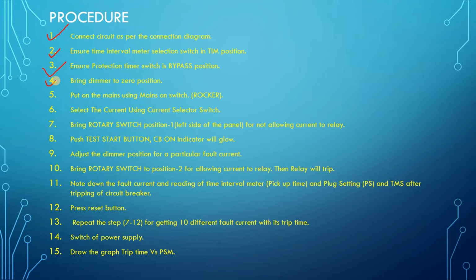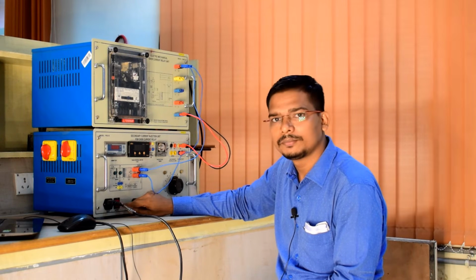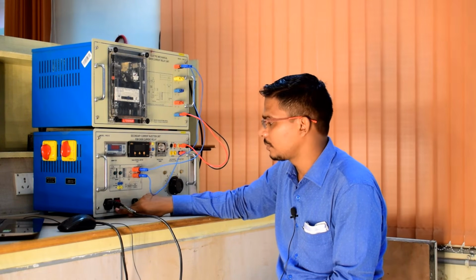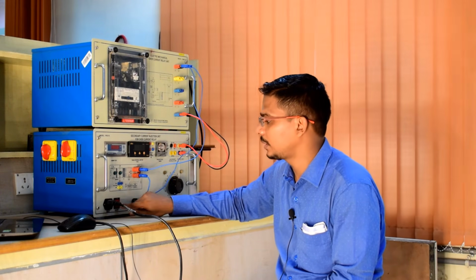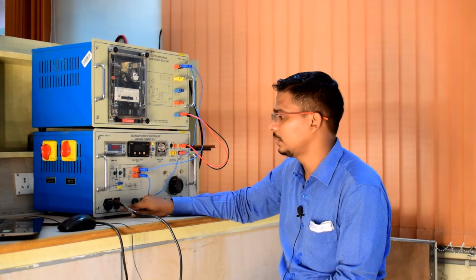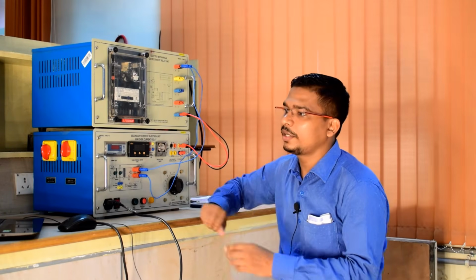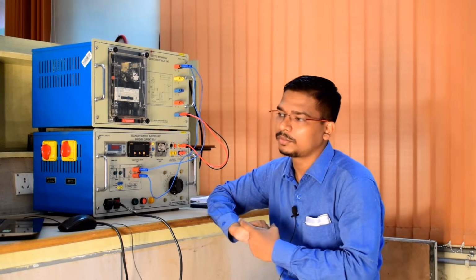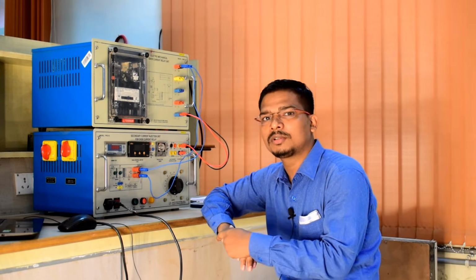Now the next process you will see: put the mains on using the mains on rocker switch. As you can see here, there is a rocker switch, the mains on rocker switch. We have to turn it on. Power supply is not connected, so that's why it is not able to turn on. So this is the mains rocker switch. Next, select the current using the current selection switch. You will see how to select the current when you see the observation table. That depends on how much current we are going to apply.